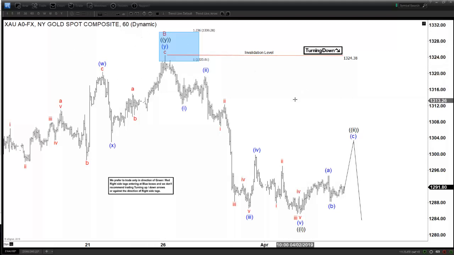So today we will be taking a look at gold. This is a 60 minutes chart. We can see right here that gold ended with B at 1,324.